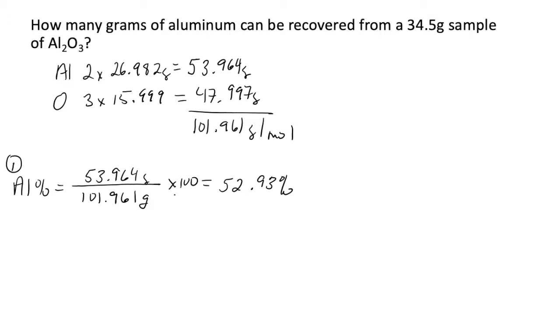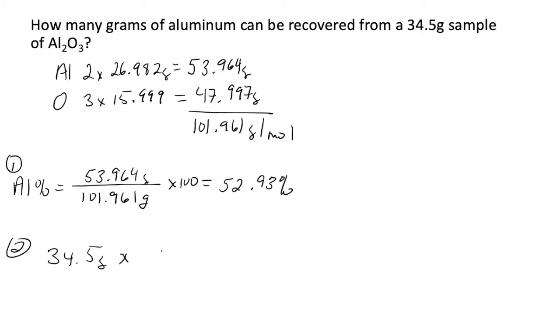Or I should say we calculated the percent of aluminum in 101.96 grams of aluminum oxide. What we have now is 34.5 grams of aluminum oxide. So for step 2, we're going to take the grams that we have, the mass that is given to us, and multiply that by the decimal format of the percentage that we calculated in 1 mole of aluminum oxide.